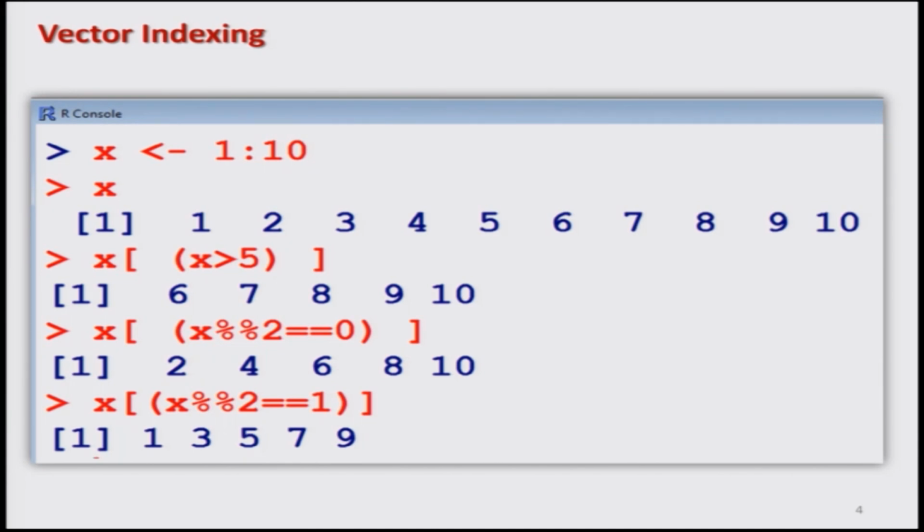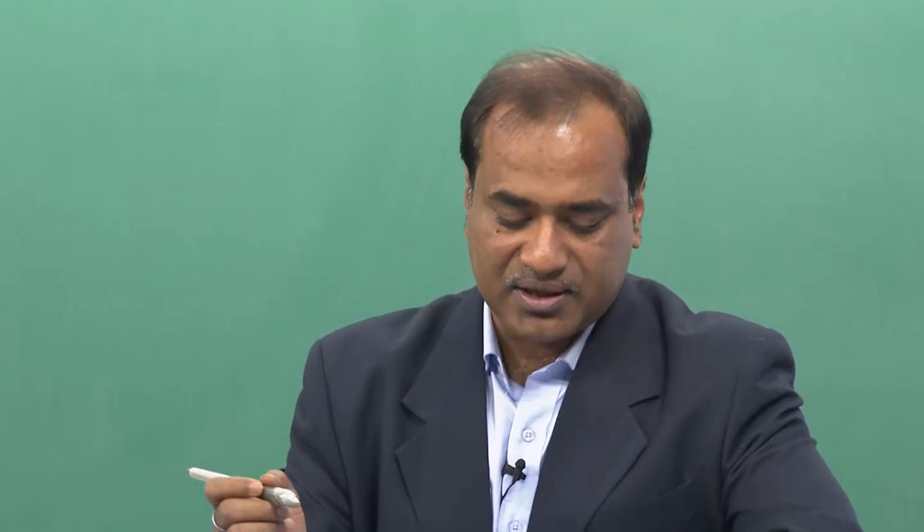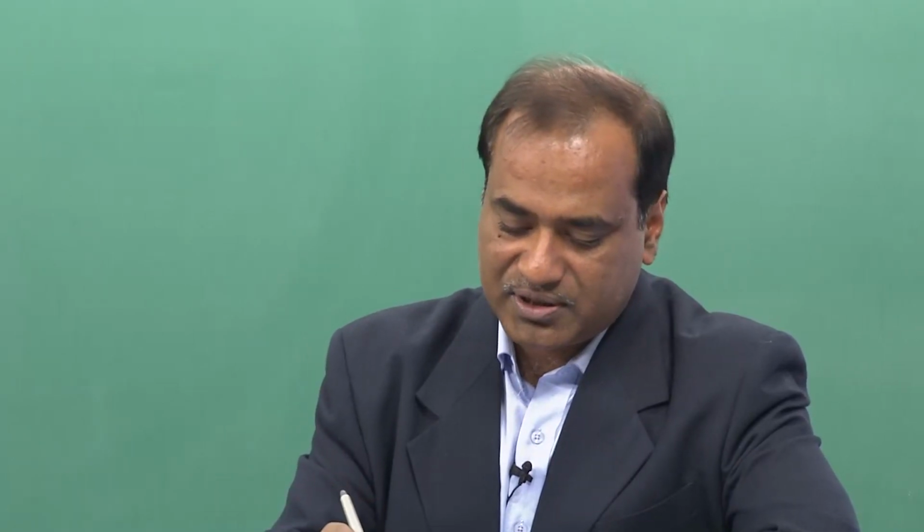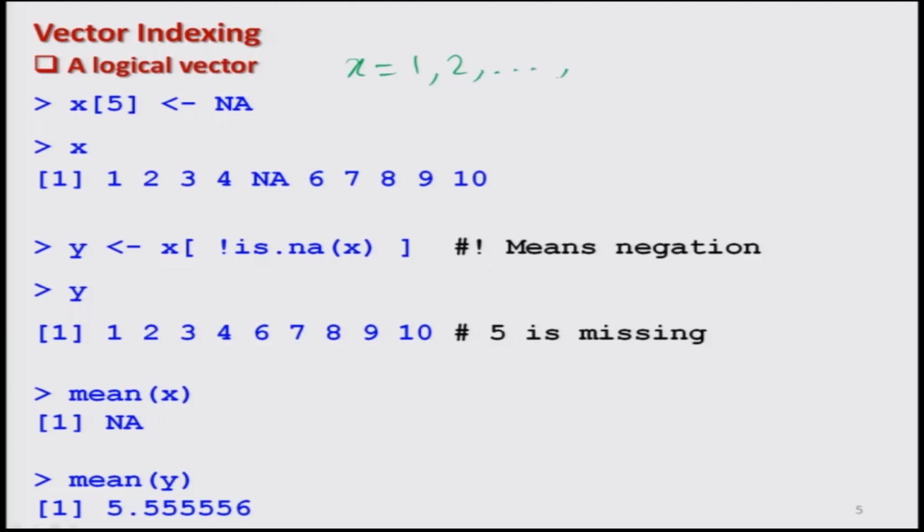Now, let us come back to our slides, and here is the screenshot of this operation. You can try it yourself also. Now, let us take another example, and consider the same sequence from 1 up to 10, and suppose I replace the fifth value by NA, not available. Now, you have to observe one thing. My objective was to replace only the value at the fifth position.